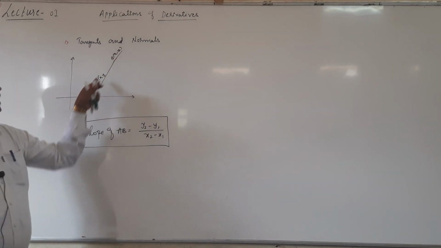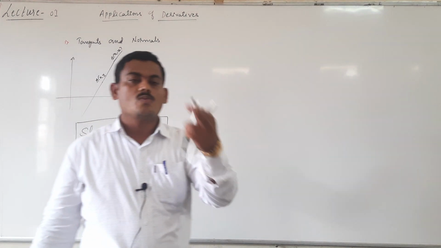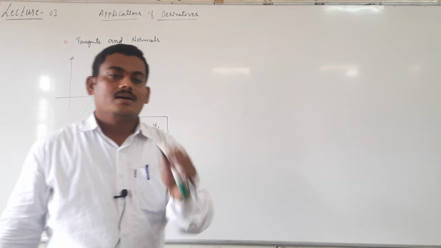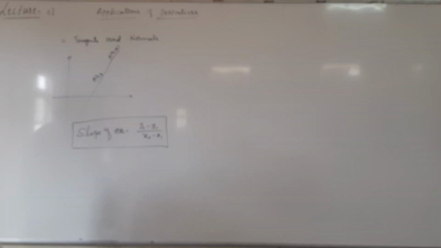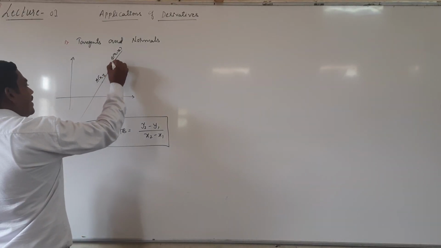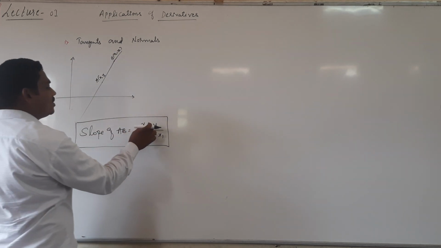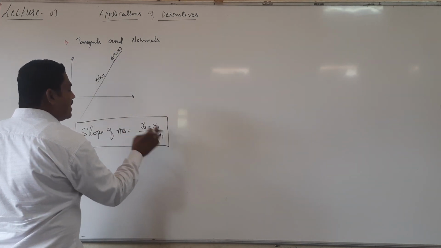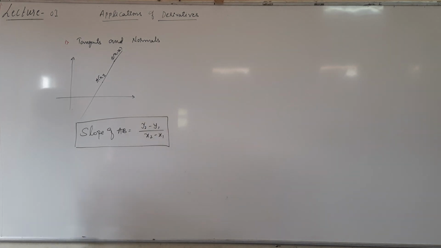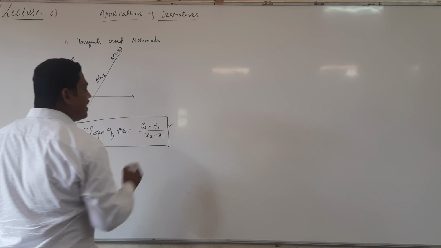Slope of a line passing through 2 points or line joining 2 points, both are one and the same. Our required line passing through A and B, then its slope is equal to y2 minus y1 divided by x2 minus x1. Right? Slope of line joining 2 points.